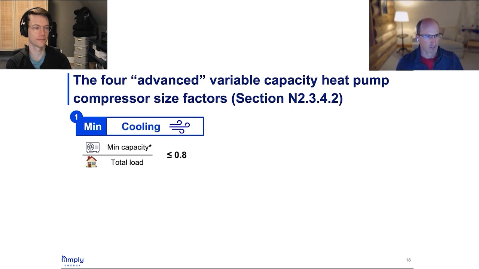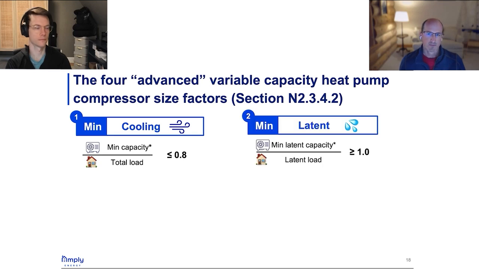And each one of these factors, all it does is take the ratio of some metric from the equipment and divide it by a Manual J output. So most of the time it's total load, either cooling or heating. And so the first metric is the min cooling sizing factor. It's just looking at what is the minimum capacity of the equipment divided by the total cooling load of the home. And that just needs to be less than 0.8. So basically it's trying to make sure that this particular unit can ramp down enough for your application and not result in a bunch of low load cycling, like the most egregious type of low load cycling.